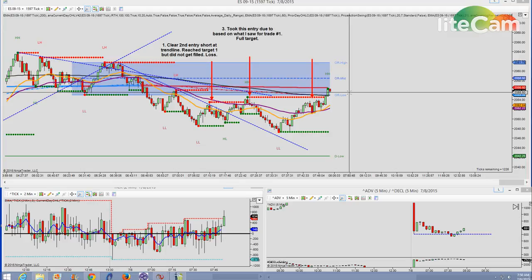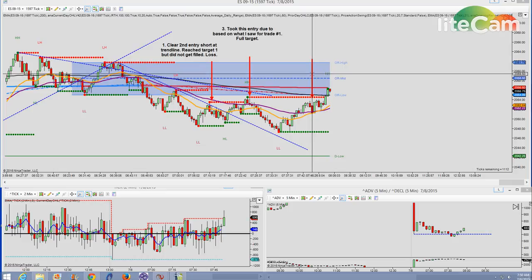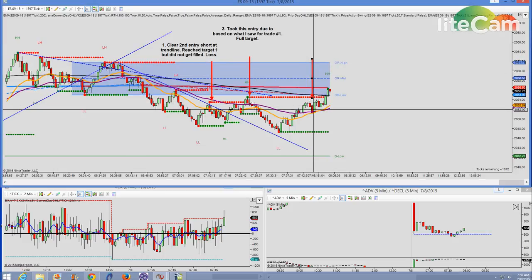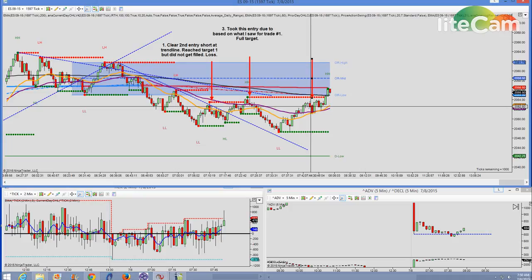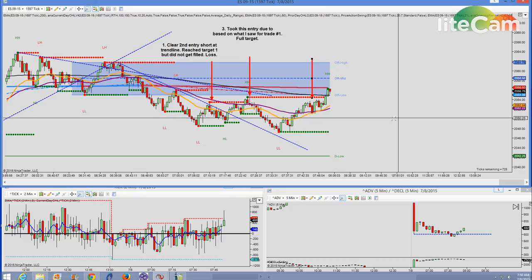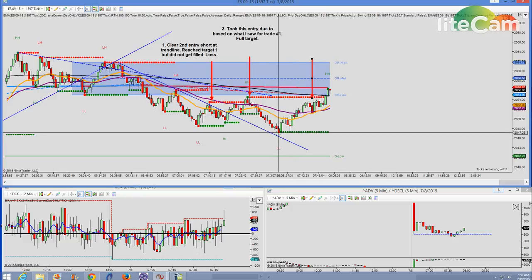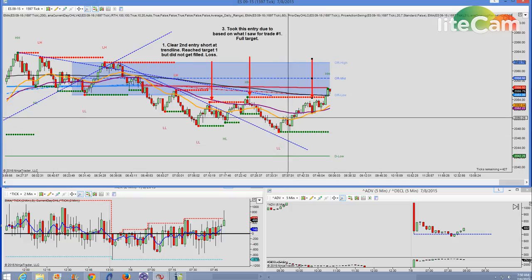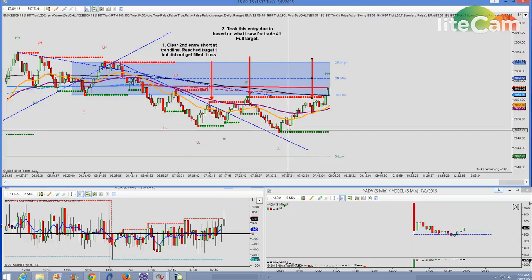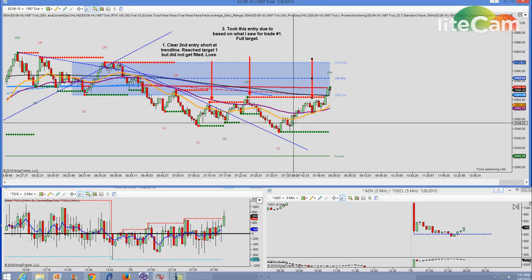Alright, here's a trade that I want to go over. This is an entry I took here, this big red arrow pointing at this red bar. I took it as a second entry short. What you can see here is, here's a swing low, here's your first entry, which we don't take, we only take second entries.